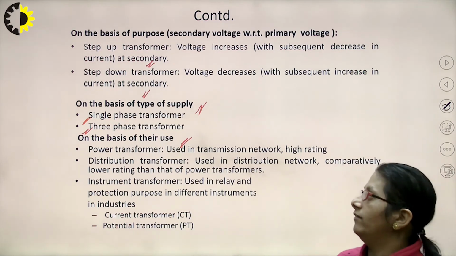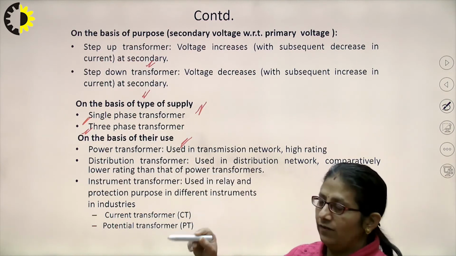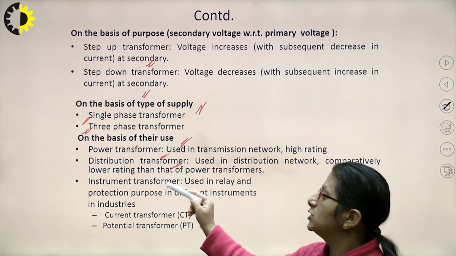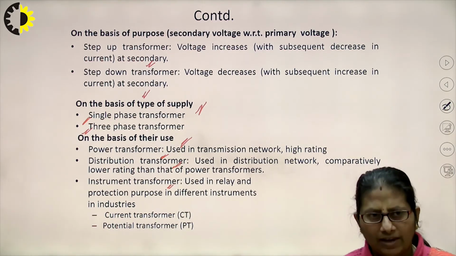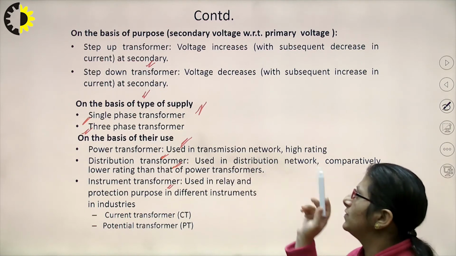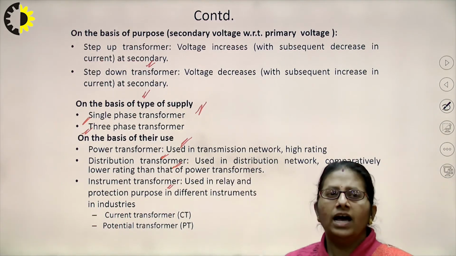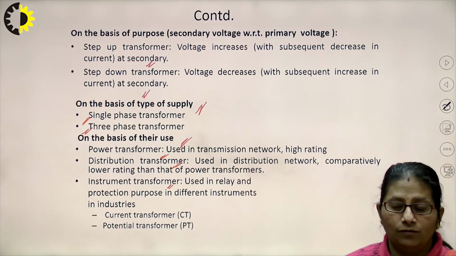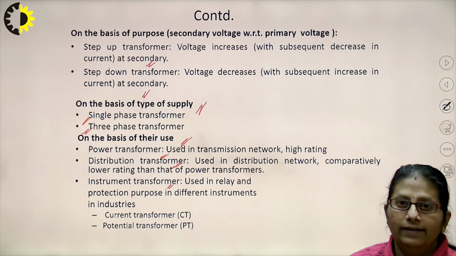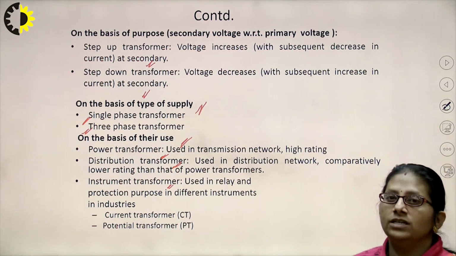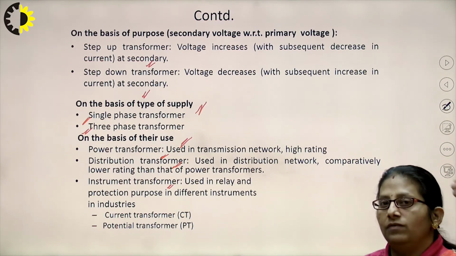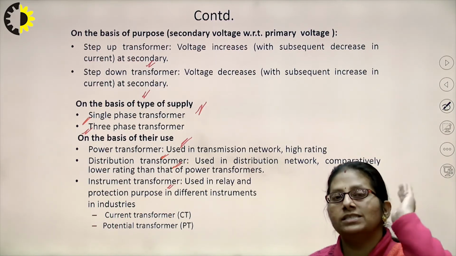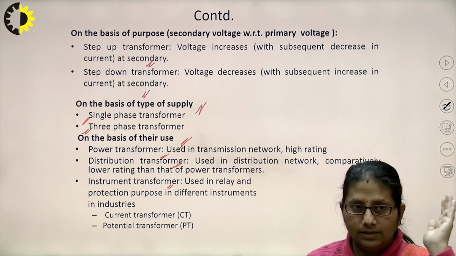According to that, I can have transformers classified as power transformer, distribution transformer, and instrument transformer. Power transformers are used in the transmission networks, where they have higher ratings, and basically step up transformers are only used here, because for the transmission purpose we all know that the generated voltage needs to be stepped up. The 11 kV or 22 kV generation voltage needs to be stepped up to higher voltages.